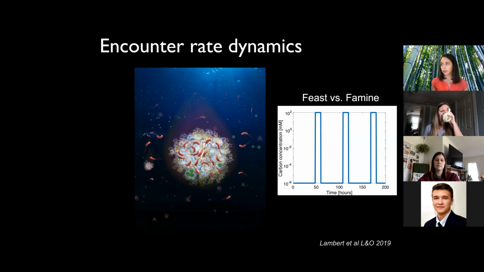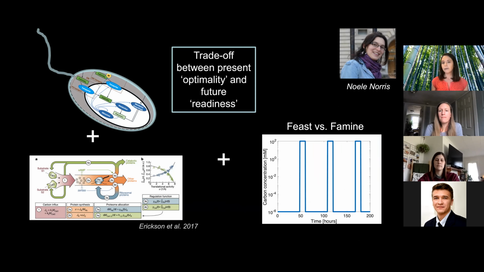And so my postdoc Noel is trying to think about what this means for how we model these organisms and what their growth strategies might be, because there's a real trade-off between being optimal in the present. So if you're either in a feast or a famine, having your growth strategy be optimal for that situation versus being ready for the next state that's coming, whether it's the feast or the famine. And so we're using proteomic allocation models and some really exciting theory that was developed for E. coli to try to understand how the growth strategies for these copriotrophs in this fluctuating environment might dictate their behavior.